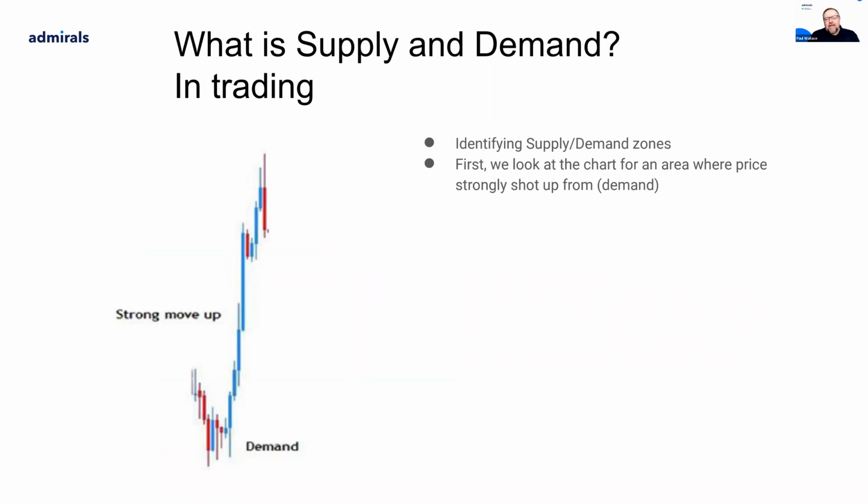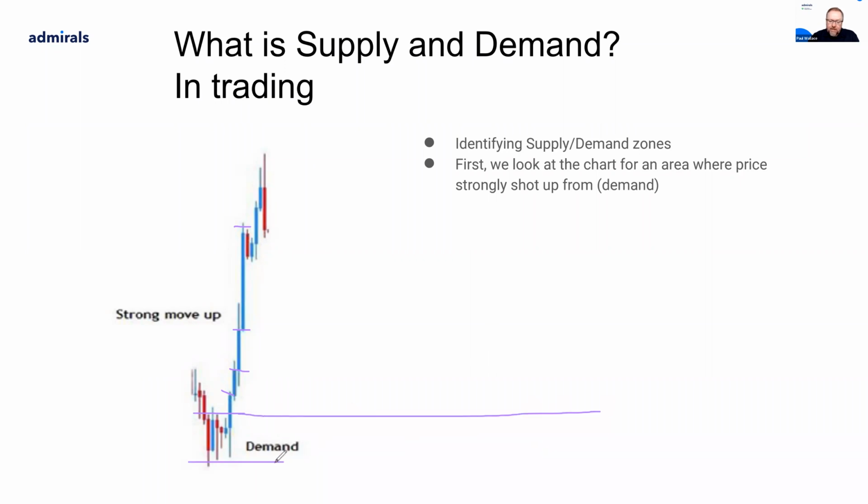So let's have a look at it. Identifying supply and demand zones. At first, we look at a chart for an area where price has strongly shot up from, strongly accelerated away from. That is demand. Let's bring up the old drawing tool here. You can see here, just on this chart, there was a very strong move up here, wasn't there? And that had to start from somewhere. And it started from down here, and that's what we would see.